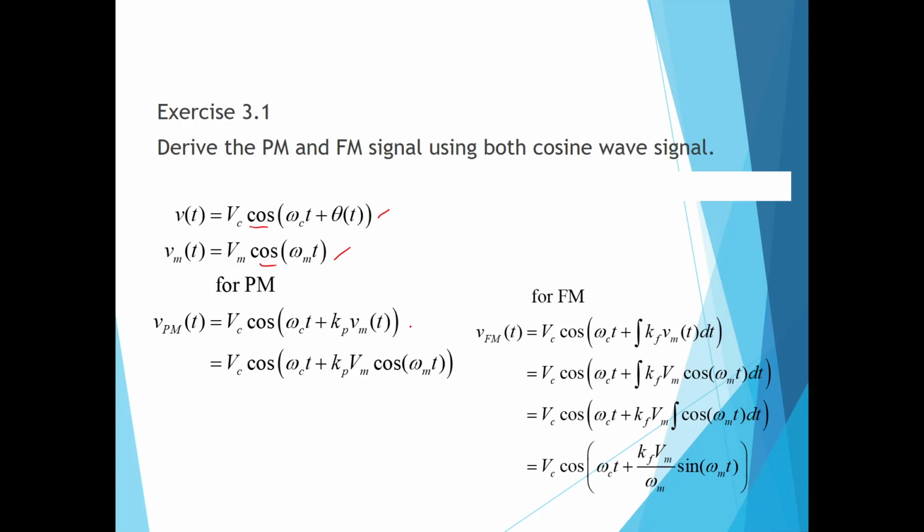So from the general equation, Vc cos(omega_c t plus theta(t)), we just need to replace theta(t) with kp vm(t). vm(t) is given in the question, so we can put kp Vm cos(omega_m t). Therefore the equation becomes Vc cos(omega_c t plus kp Vm cos(omega_m t)). Remember, omega is equal to 2 pi f. Okay, this is 2 pi fm.